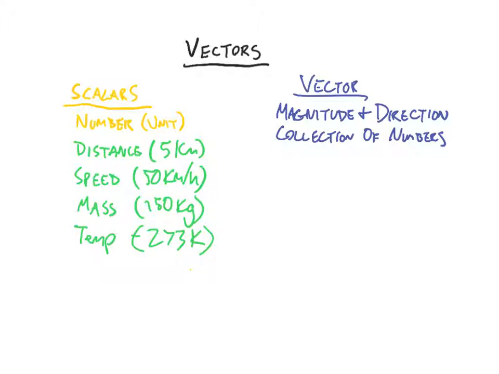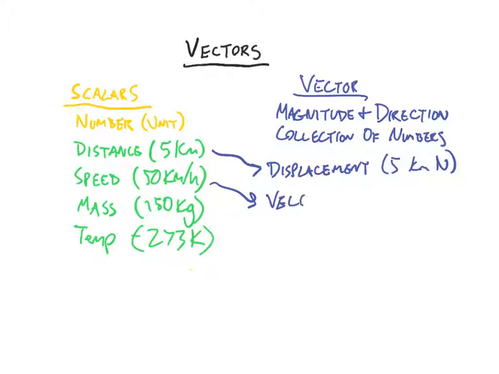And so what that means, distance now is going to become displacement. So this would be something like 5 kilometers north, right? So now we're giving a direction in addition to the distance. Speed will become velocity. Right, so now we have something like 50 kilometers per hour east.